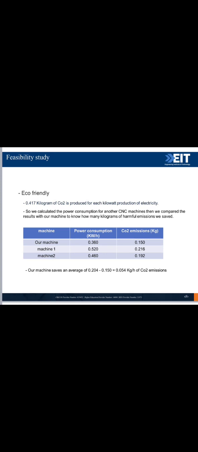Similarly, machine 3 has a power consumption of 0.46 kilowatt per hour with CO2 emissions of 0.192 kilograms. We got a result that our machine on average saves 0.054 kilogram per hour of CO2 emissions, from 0.204 to 0.150. That's a very good amount for saving the environment from CO2 emissions. So thank you so much.